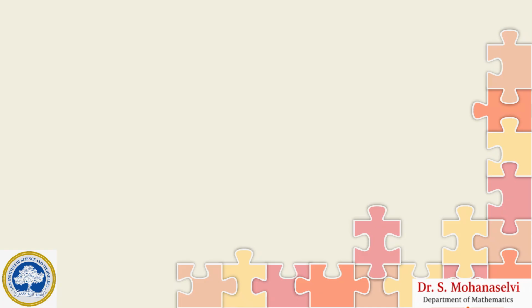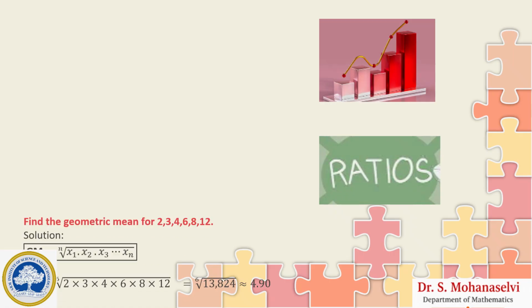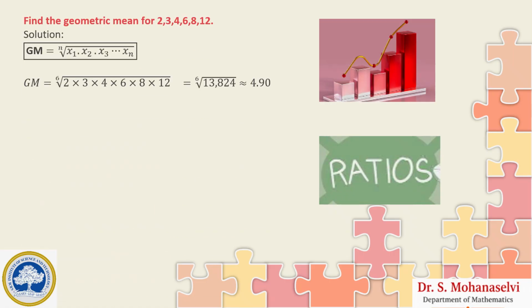Let us now solve some examples for geometric mean and harmonic mean for raw data. First, we will calculate the geometric mean for 6 observations: 2, 3, 4, 6, 8, and 12. We multiply all the observations together and then we take the sixth root since we have 6 observations. So the geometric mean is approximately 4.90.